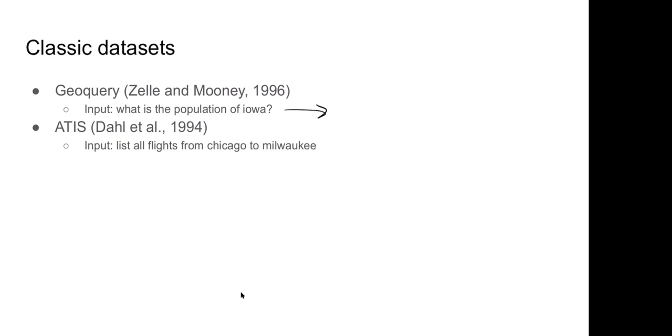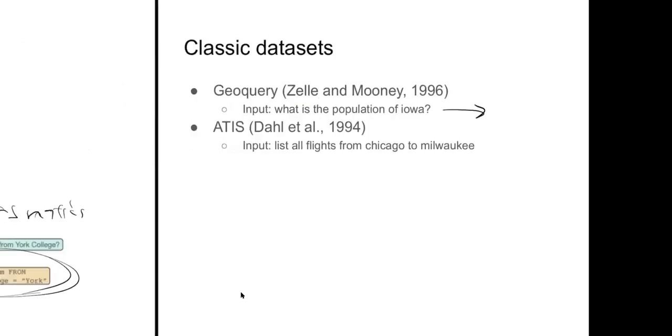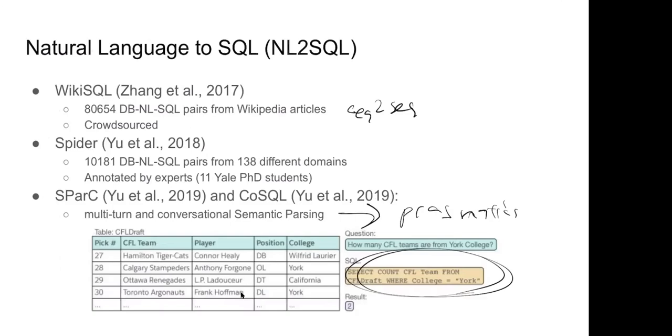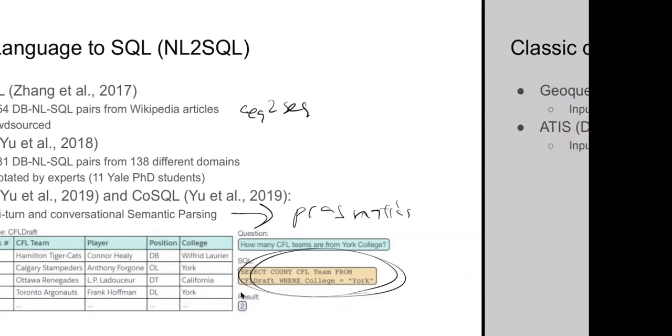And so classic data sets are smaller than these more modern data sets on NL to SQL. So people usually use these data sets a bit more these days because of the size. And also, of course, the domain is a bit more applicable in general. It's SQL. So I think I'll stop here today.